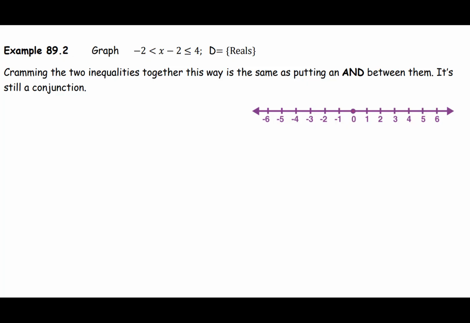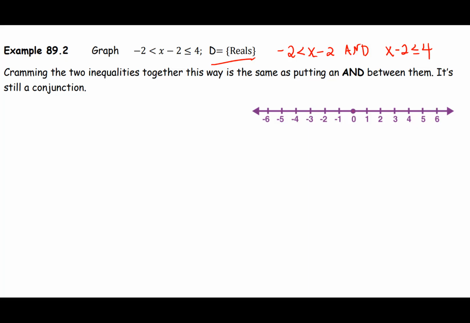Okay, we want to graph this conjunction, and this is just another way to write the conjunction: negative 2 is less than x minus 2 and x minus 2 is less than or equal to 4. So instead of writing that x minus 2 twice, once in the first inequality and again in the second inequality, this is just another way to write it. So you don't have to put that and. You're just saying negative 2 is less than x minus 2, which is less than or equal to 4. So it's just another way to write it.